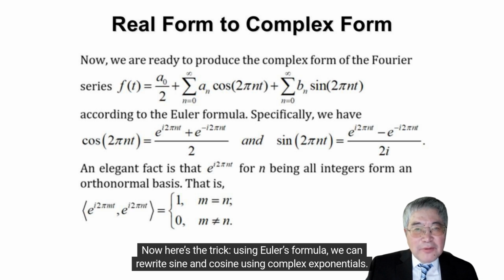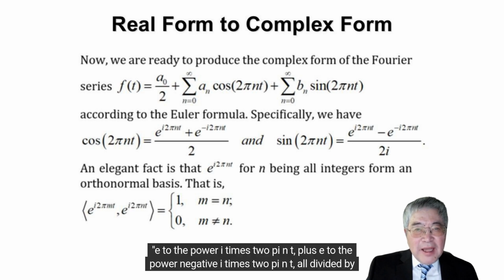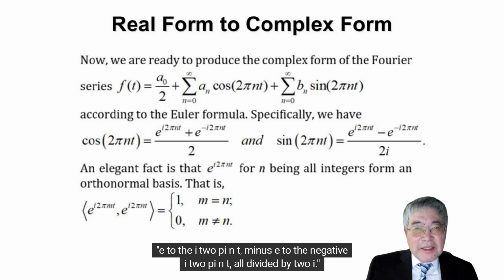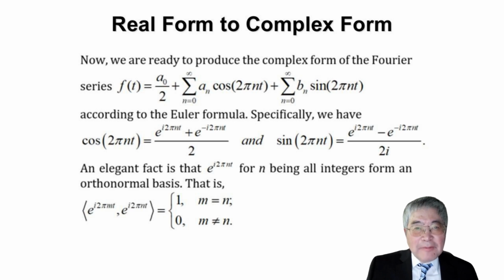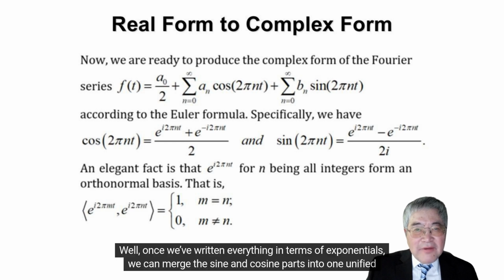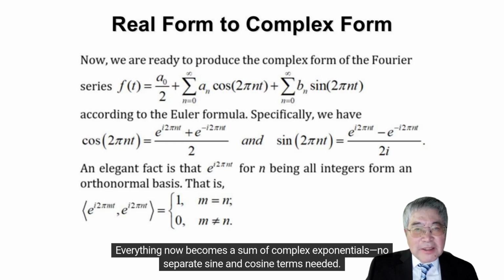Using Euler's formula, we can rewrite sine and cosine using complex exponentials. For example, cosine of 2 pi nt becomes e to the power i times 2 pi nt plus e to the power negative i times 2 pi nt, all divided by 2. And sine of 2 pi nt becomes e to the i 2 pi nt minus e to the negative i 2 pi nt, all divided by 2i. So what's the point of doing this? Well, once we've written everything in terms of exponentials, we can merge the sine and cosine parts into one unified expression. Everything now becomes a sum of complex exponentials, no separate sine and cosine terms needed.